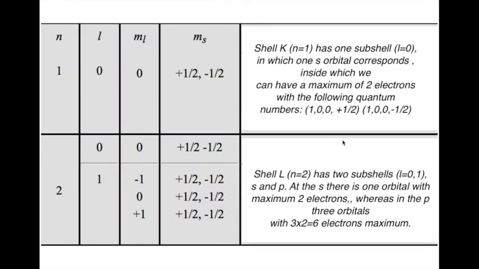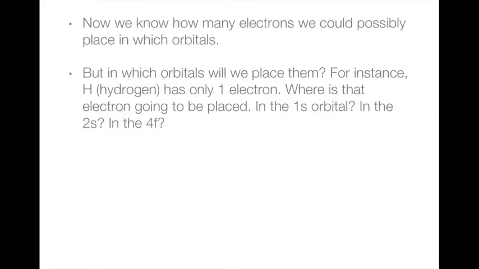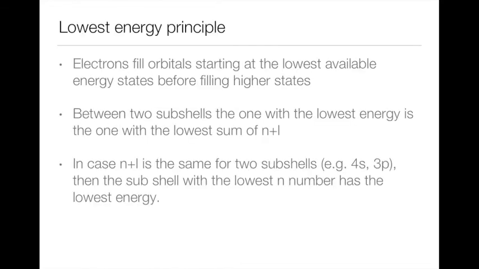Alright, and now that we know how many electrons each orbital can have, we need to answer a question. In which orbitals will we place them? For instance, hydrogen has only 1 electron. Where is that electron going to be placed? In the 1s, in the 2s, in the 4f? In which order do we start filling electrons? The lowest energy principle answers that question.